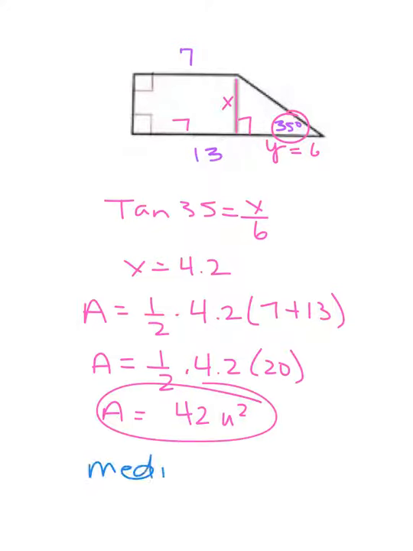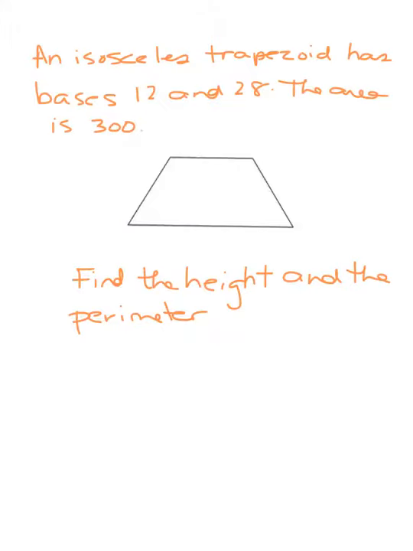If I want to find my median, I add my bases, 7 plus 13, divided by 2, and that gives me 10 units to the first power. In our last problem today, we have an isosceles trapezoid, has bases 12 and 28, and the area is 300. And we're asked to find the height and the perimeter.